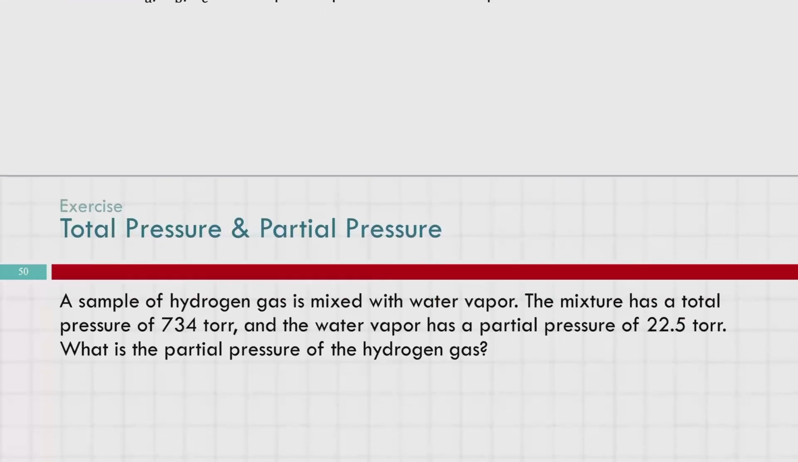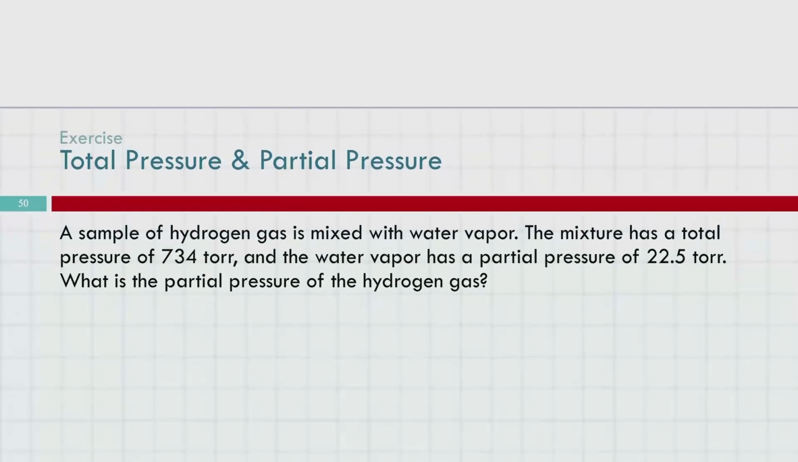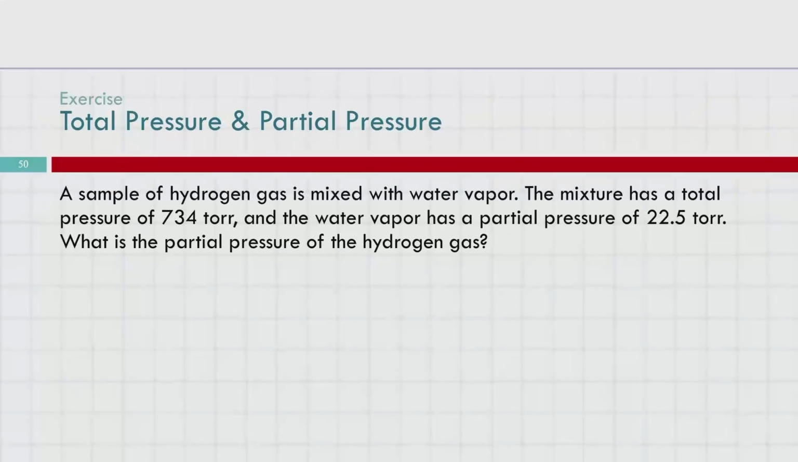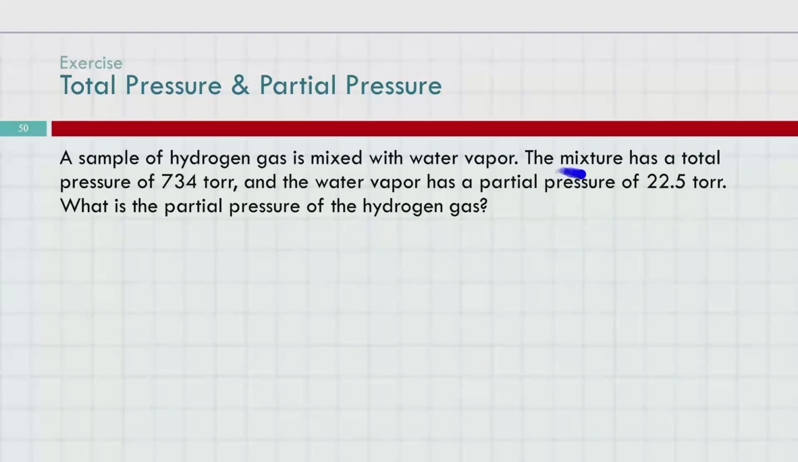All right, let's say that we have a sample of hydrogen gas and it's mixed with water vapor. The mixture has a total pressure of 734 torr. The water vapor has a partial pressure of 22.5 torr. Please find the partial pressure of the hydrogen gas.